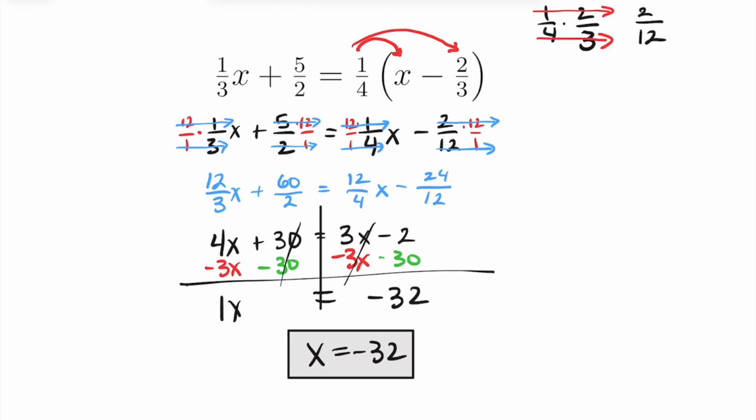You can substitute that back in to verify that it works. This one's pretty ugly to put back in though, because we do have that 1/3 times negative 32, but that should work out well for you.